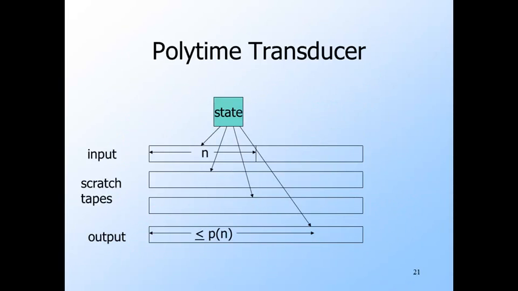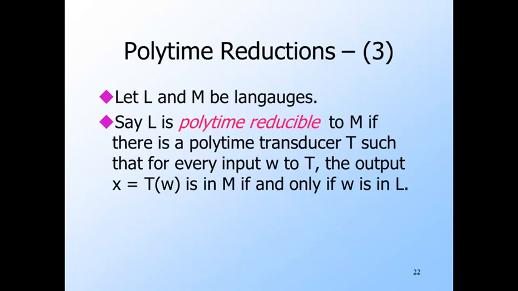Here's a picture of a polytime transducer. It can have any fixed number of tapes. One is the input tape and one is the output tape. We argued on the last slide that the output length must be polynomial in the length of the input, but the real constraint on the polytime transducer is on how long it runs. It is not acceptable to have it run for time that is exponential in its input length, even if the output is short. Consider two languages or problems, say L and M.